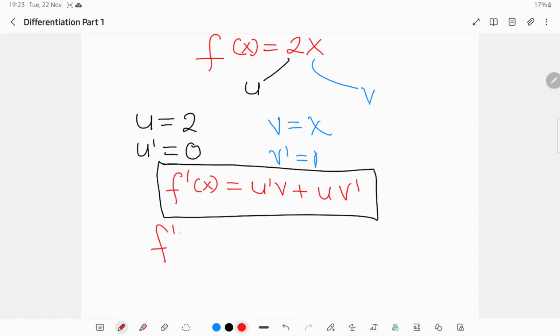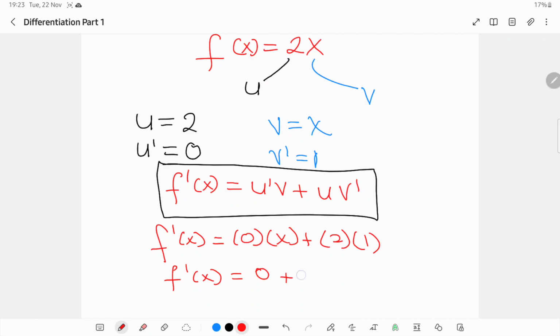So let's apply it. f prime of x: our u prime was 0, and our v was just x, plus our u was 2, and our v prime was 1. What is 0 times x? It's just 0. And then plus 2 times 1, which is 2. What is 0 plus 2? It's just 2.